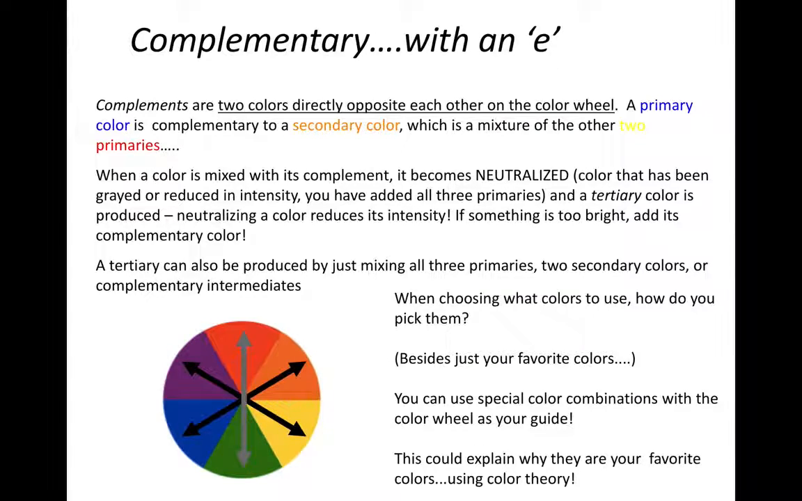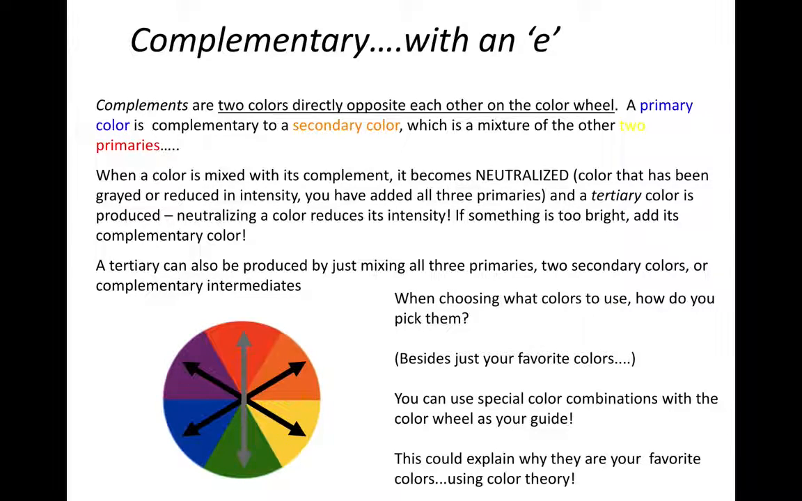So diving into more color theory, we talk about complementary colors. These are two colors directly opposite each other on the color wheel. A primary color is always complementary to a secondary color, because if you think about that secondary color, it's a mixture of the two other primaries. So the primary color here is blue, and its complementary color would be orange, which is a secondary color. And the mixture, rather, is yellow and red. So those two other primary colors mixed together make the complementary color.